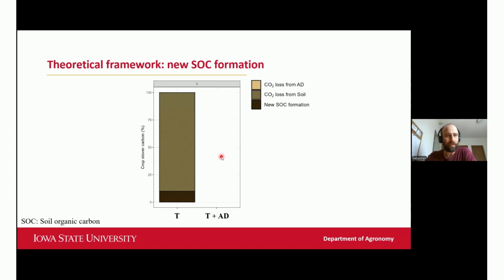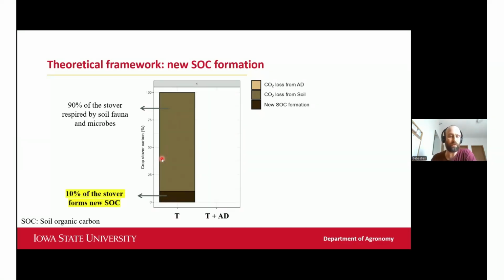We are still in the theoretical framework, and imagine that we have this 100% of crop stubble. In the traditional system, we apply this stubble to the soil, and about 90% of the stubble is respired by the soil fauna and the microbes. Only a small portion remains in the soil, forming new soil organic carbon, about 10%.